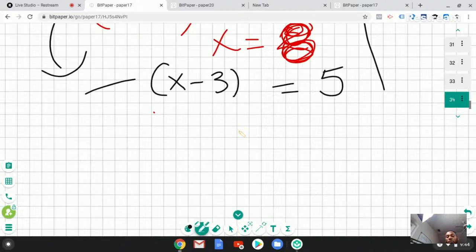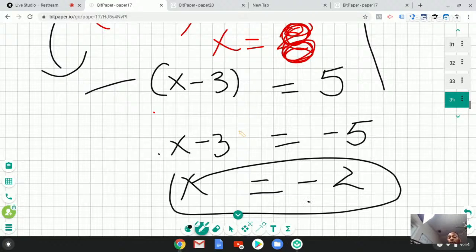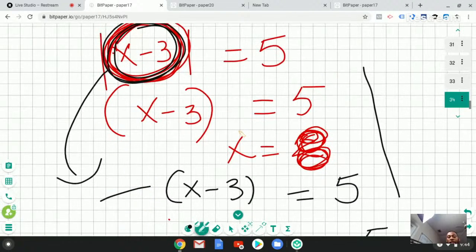If it's negative, we'll multiply both sides by -1. So I have x minus 3 is equal to -5. And x is equal to what? -2. Now, one value is -2, one value is 8. Let's check them.